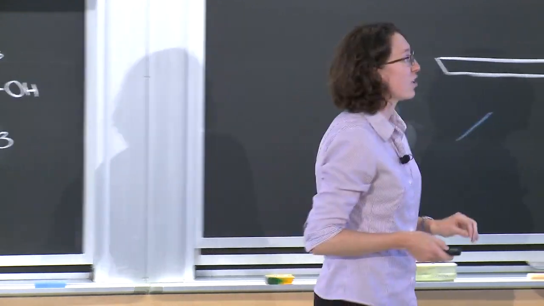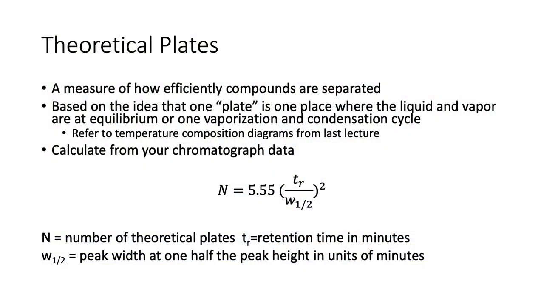And we can calculate that using a measure called theoretical plates. It is based on the idea that one plate is one equilibrium between the liquid and the vapor phase, or one of those vaporization recondensation cycles. So you can refer to the temperature composition diagrams from the last lecture if you want a refresher on what I mean by the vaporization and recondensation. And then you can calculate this from your chromatograph data.